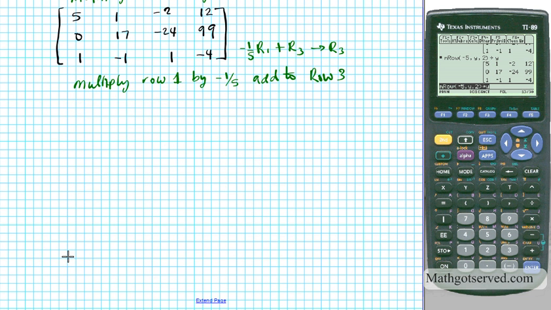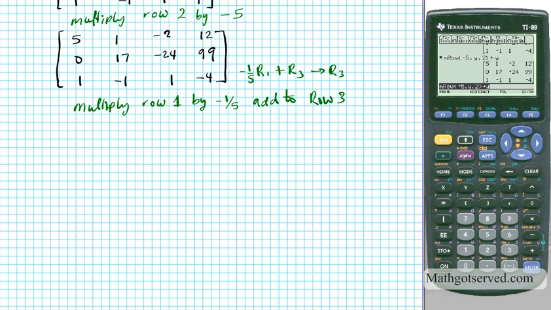Now this is a little bit hard, so I'm going to use a calculator here. Alright, so make a matrix. We know that rows 1 and 2 do not change, so let's write them down. 5, 1, -2, 12, and then this one doesn't change either. 0, 17, -24, 99. This should be a 0. Let's keep our fingers crossed. If it doesn't come out to 0, then I messed up somewhere and we have to go back.